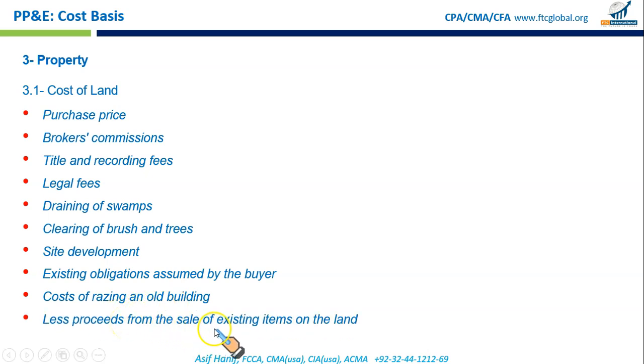Yes, less proceeds from the sale of existing items on the land means if there were some materials related to some timber removed or some remains of standing building debris and it's sold, then it is deducted. So the proceeds you would receive are deducted from the total cost of the land.